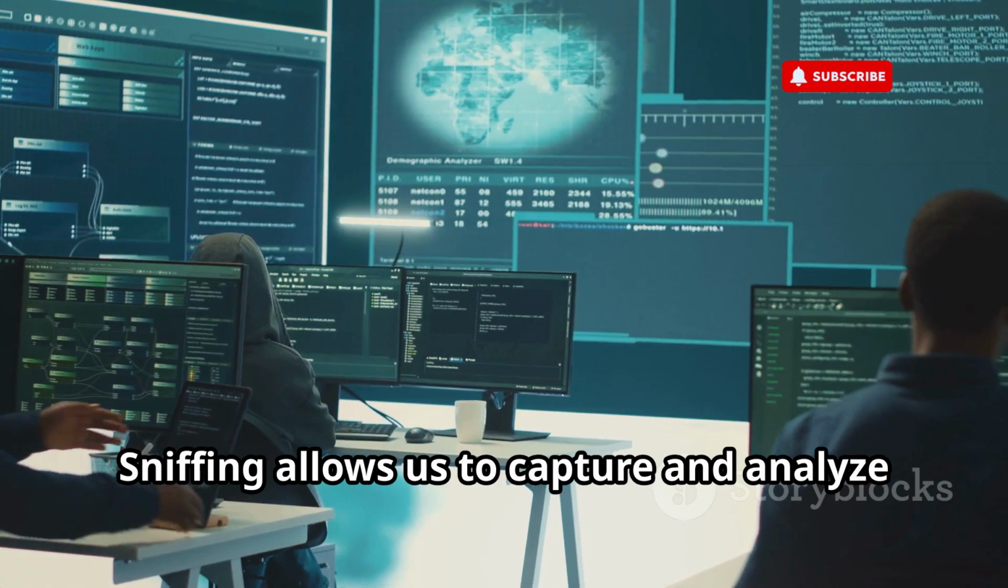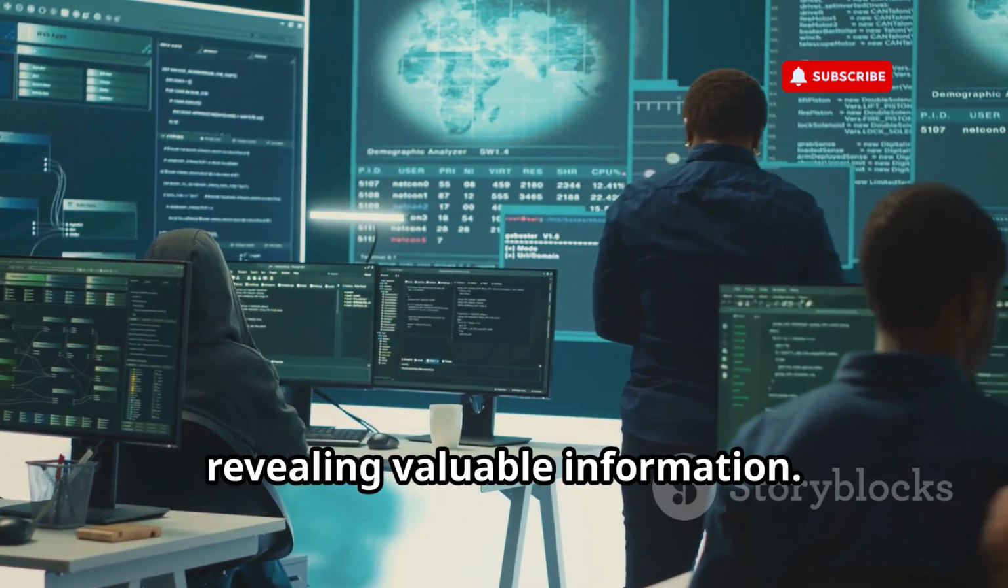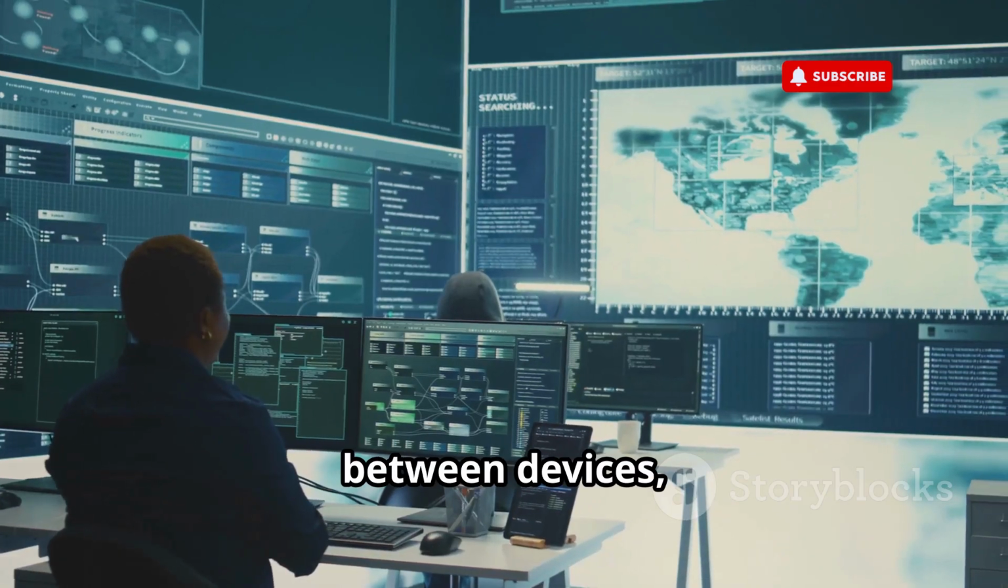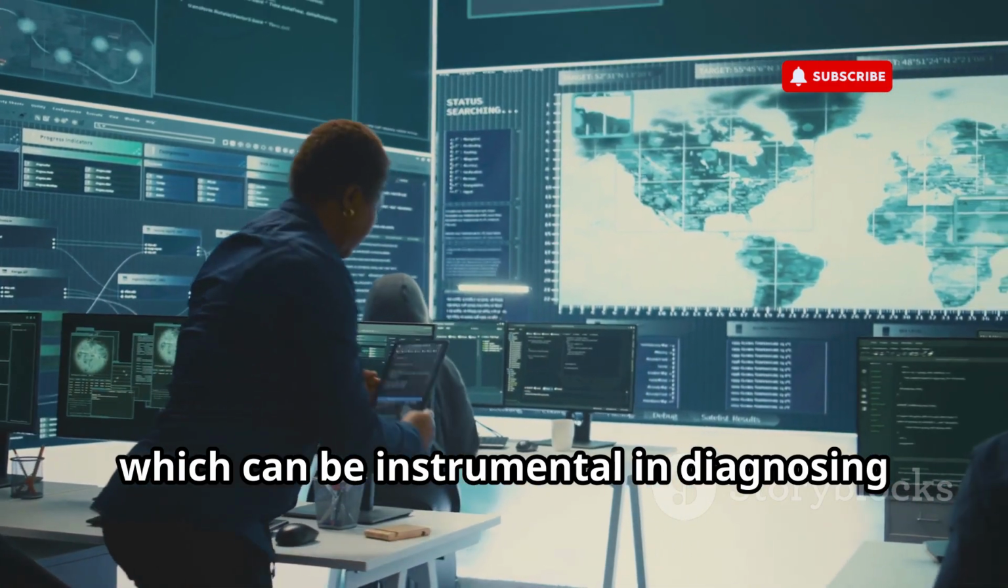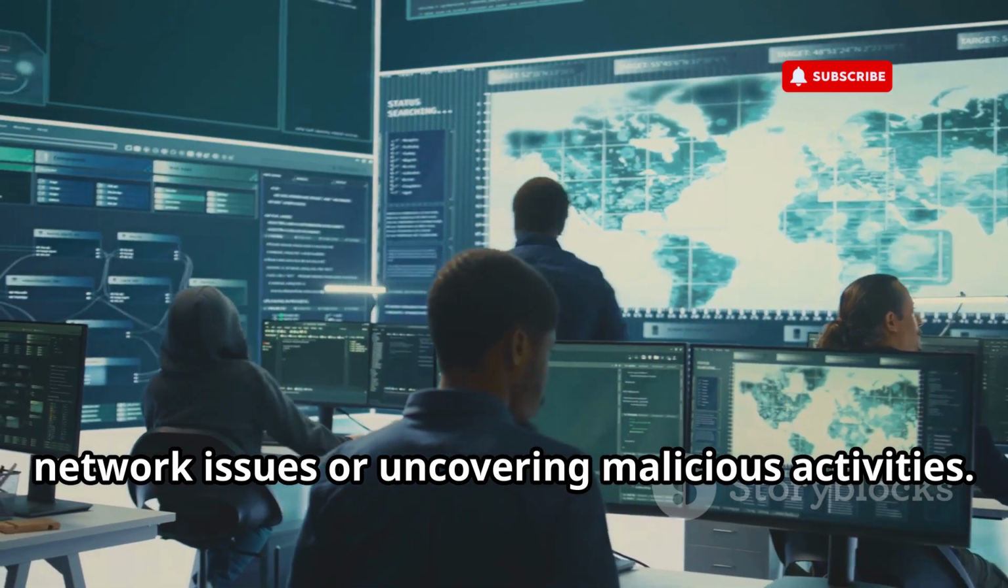Sniffing allows us to capture and analyze network traffic, revealing valuable information. By intercepting data packets, we can see the flow of information between devices, which can be instrumental in diagnosing network issues or uncovering malicious activities.